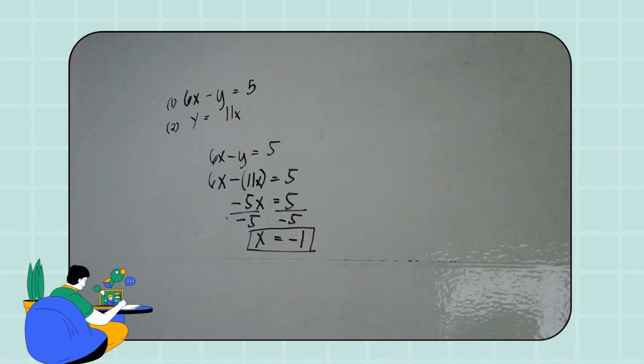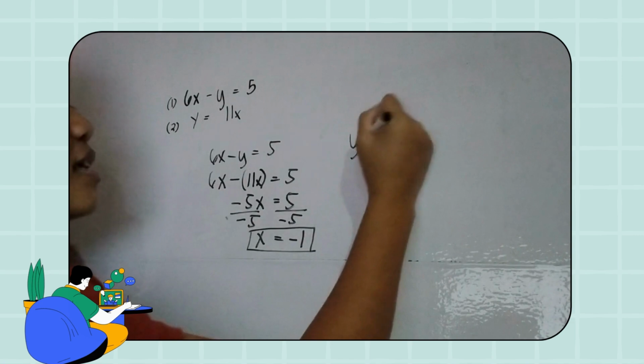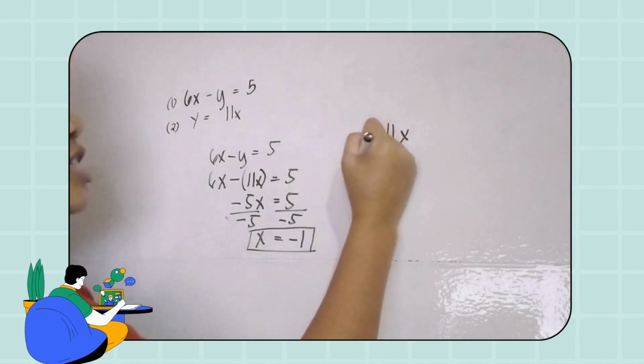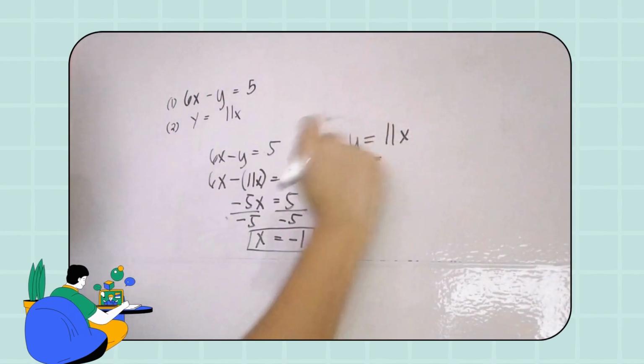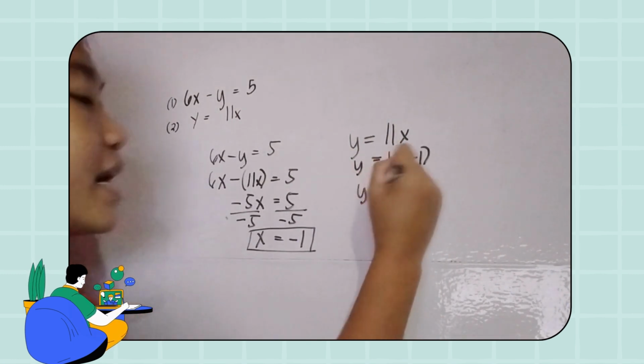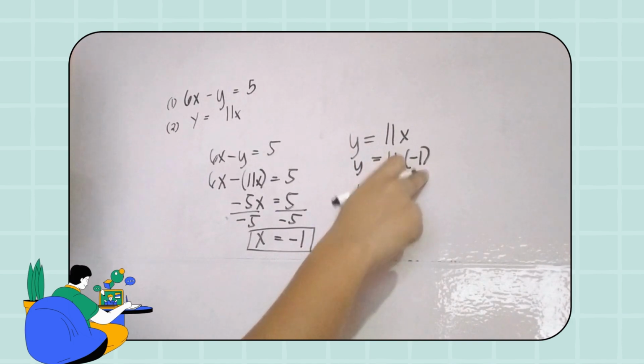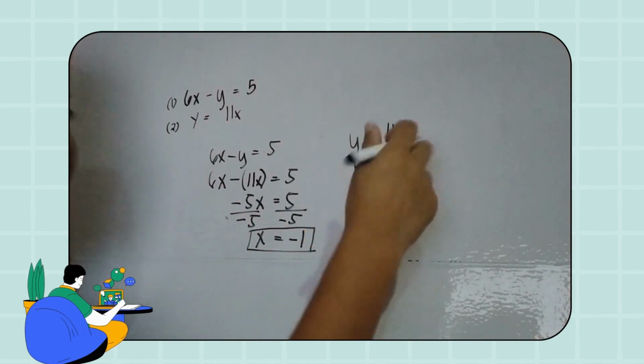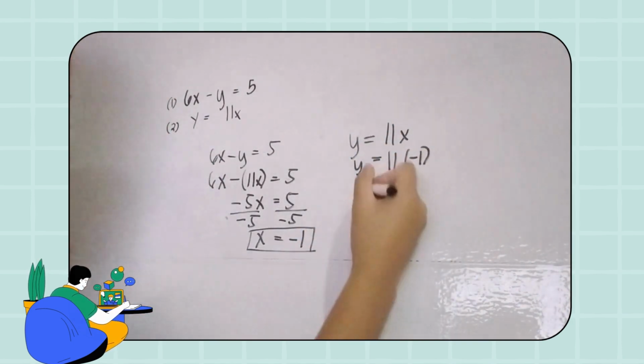Now, let us substitute x equals negative 1 back into y equals 11x in order to find y. So we have y equals 11x. Substitute x in 11x with negative 1. So we have y equals 11 times negative 1, which is negative 11.